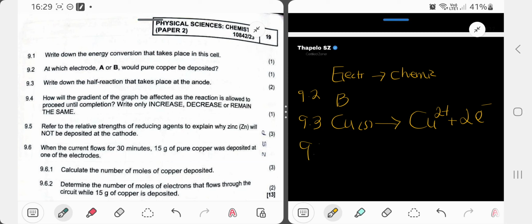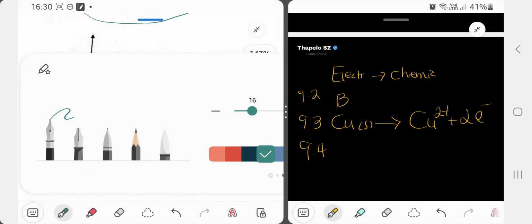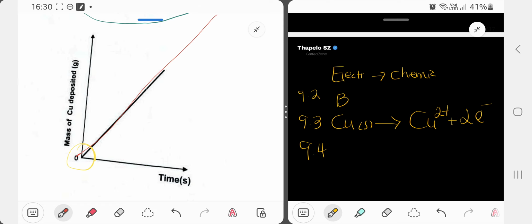9.4 says, how will the gradient of the graph be affected if the reaction is allowed to proceed until completion? Write down increase, decrease, or remain the same. So let's look at the graph. This graph is a directly proportional graph. They're telling us that this will be allowed to proceed until it's finished, until completion. So this will go straight forever. I don't think it'll ever go otherwise. Just let me know what you think in the comments. I think it'll go straight until it completes.